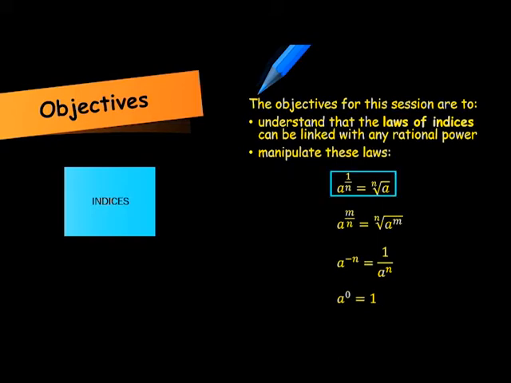Namely, a to the power 1 over n is the nth root of a, a to the power m over n is a to the power m nth rooted, a to the power minus n is 1 over a to the n, and a to the power 0 equals 1. Of course, in some of these circumstances, we cannot consider a equal to 0.